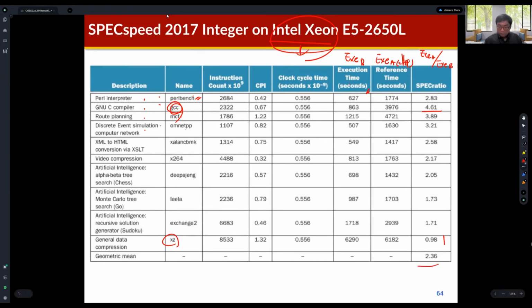And then we can generate the average value based on these SPEC ratio numbers. This is the geometric mean of the SPEC ratio values. So we can say that the Intel Xeon CPU has about 2.6 times higher performance compared to the reference CPU. So do you understand how the performance is compared and calculated by the SPEC benchmark?